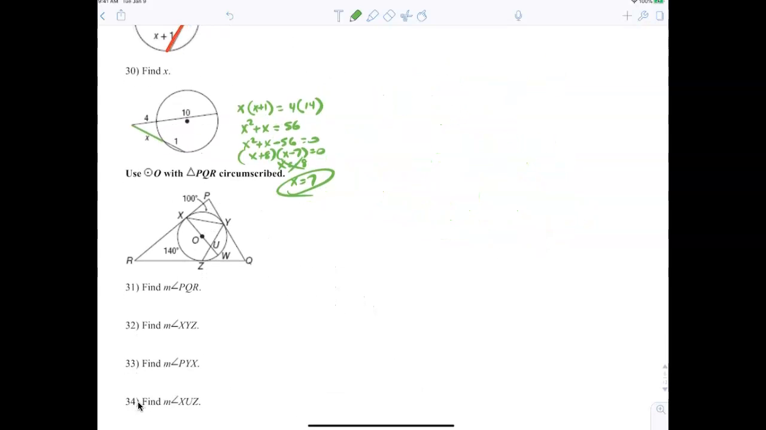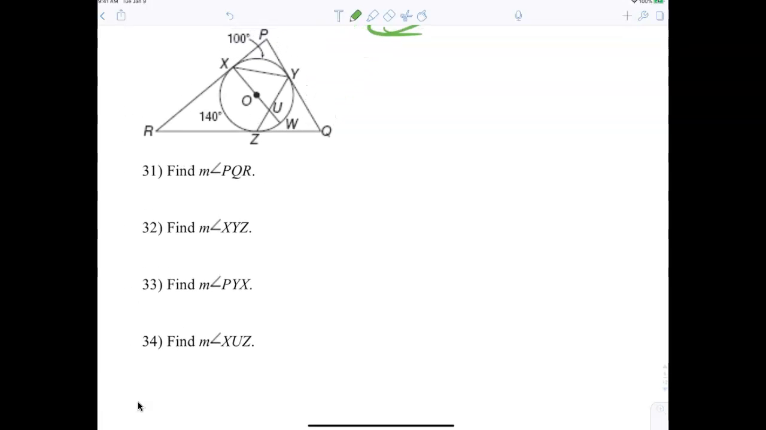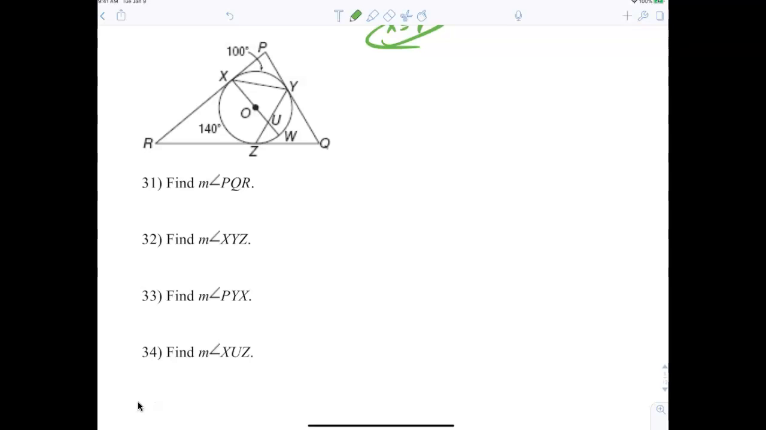Here we go. Problems 31 through 34 are pretty interesting just because it's a weird looking figure, right? So you had trouble with XUZ. Let me see if I can find XUZ. Now, my question to you is that angle right there, see if you agree with me, is the average of this arc right here and this arc right here. Do you agree with that? Well, that's a rule, right? Yeah, we definitely learned that.